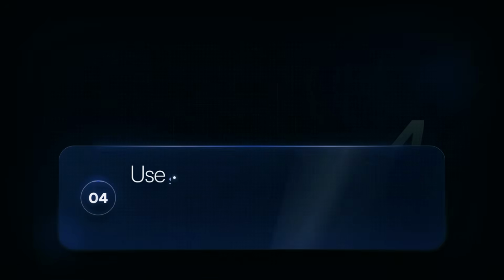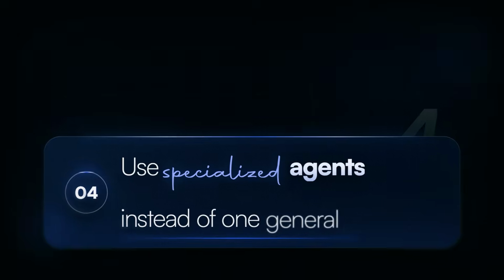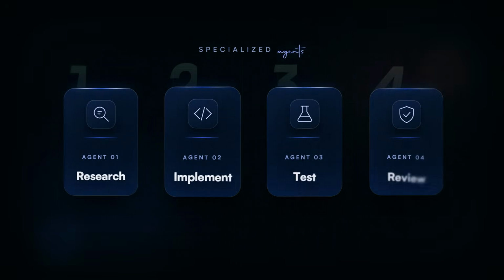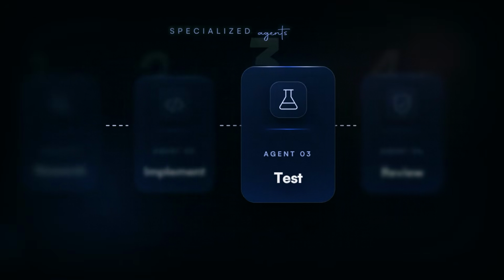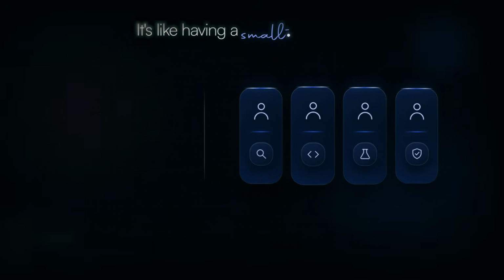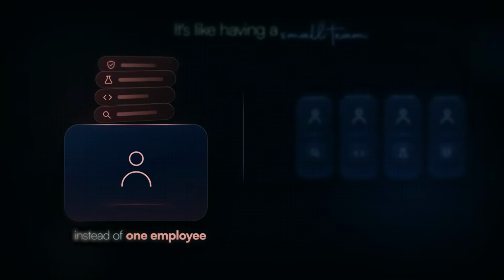Number 4. Use specialized agents instead of one general agent. On a big project, don't force a single Claude session to do everything. Claude Code can run specialized sub-agents, each with its own job. One agent researches the problem, another implements the solution, another tests it, and a final one reviews the work for security and quality issues. It's like having a small team instead of one employee trying to do every job in the company. And the advantage isn't just speed.